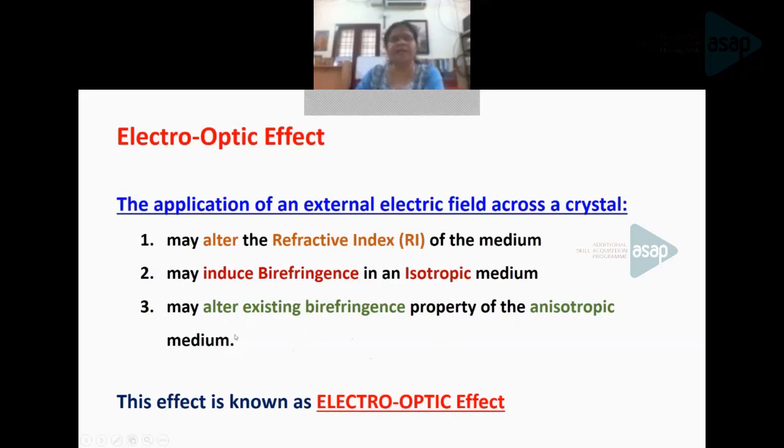So I will tell once more. When we apply an external electric field across a crystal, it may change the refractive index of the medium. It may induce birefringence in an isotropic medium. We have already seen that in an isotropic medium, there is no birefringence. But when an isotropic medium is placed in the presence of an external electric field, it may induce birefringence. Similarly, already existing birefringence property can be altered in the presence of an external electric field. So this effect is known as the electro-optic effect.